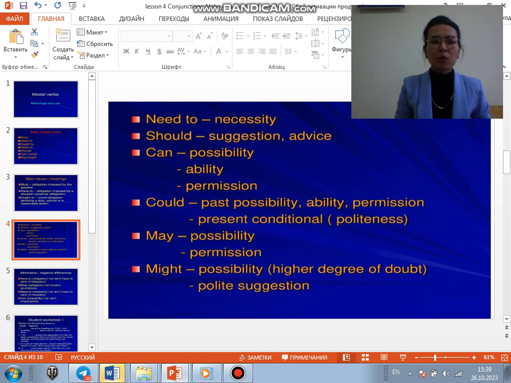If you remember, in our last lesson, we had some information about can, and its past form is could. We learned these modal verbs according to their ability meanings and past possibility meanings in our last lessons. The next one is may. It means possibility and permission. The next one is might. It means possibility, higher degree of doubt, polite suggestion.